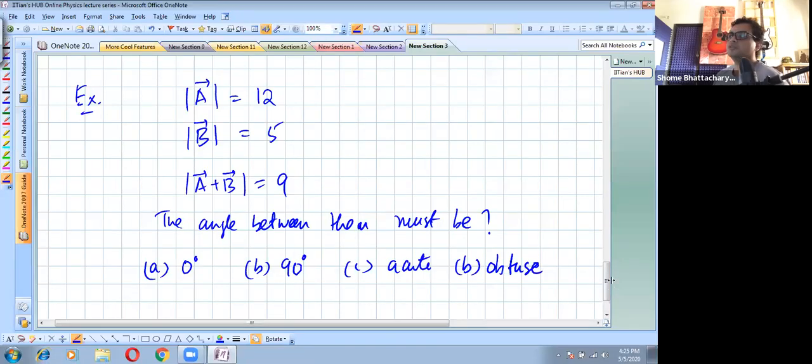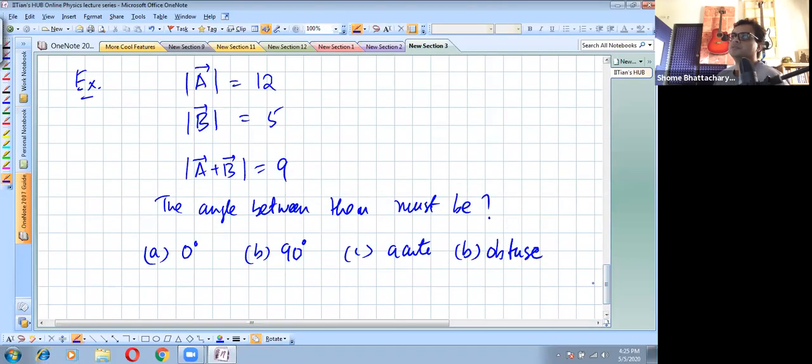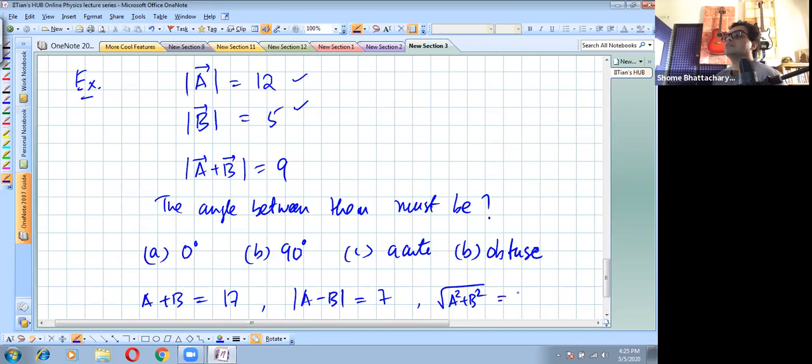They are a little bit more tricky because you have to understand the inequality principle over here. So you have to compare these. Okay. Now you can see that A plus B is how much? It is 17. You can see magnitude of A minus B is how much? It is 7. Okay. And what about root of A square plus B square? That is 13. Okay. So now if you see in this question, what is happening?